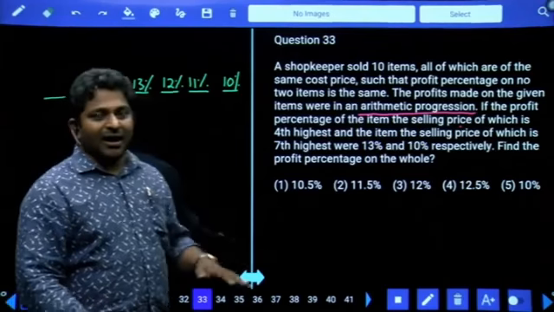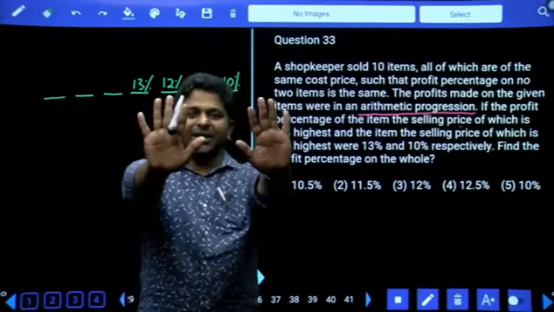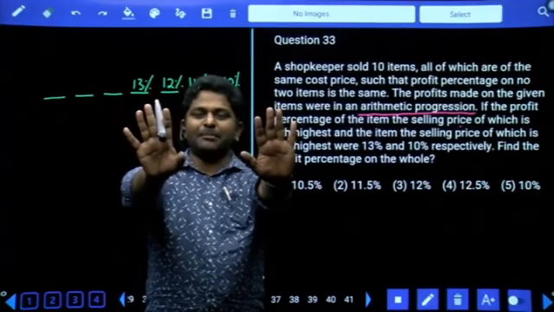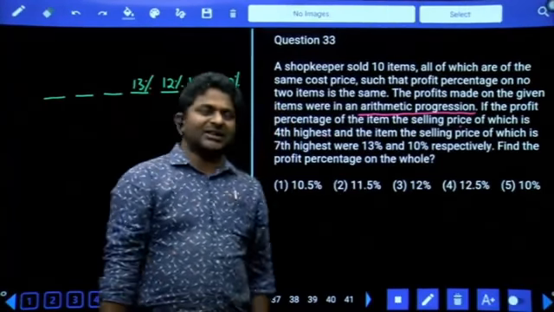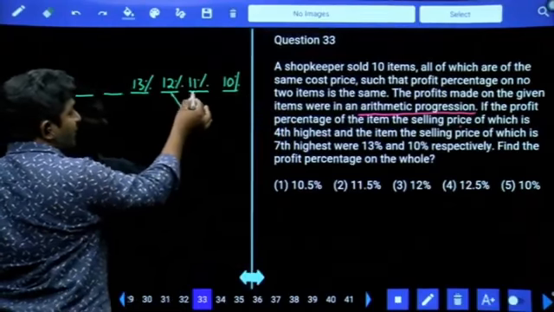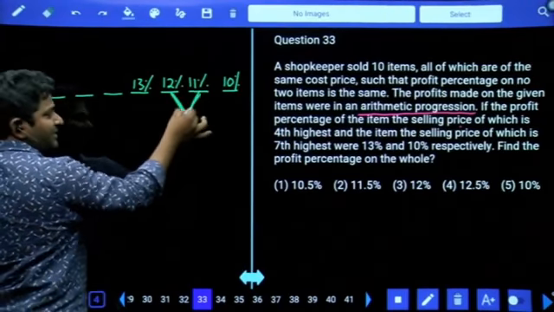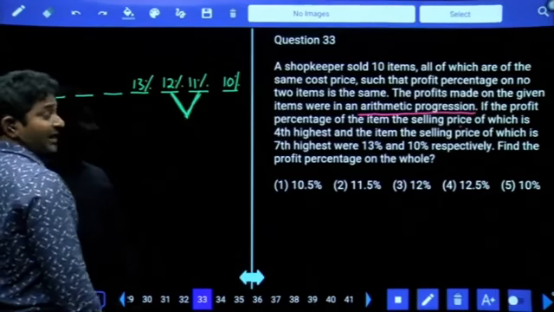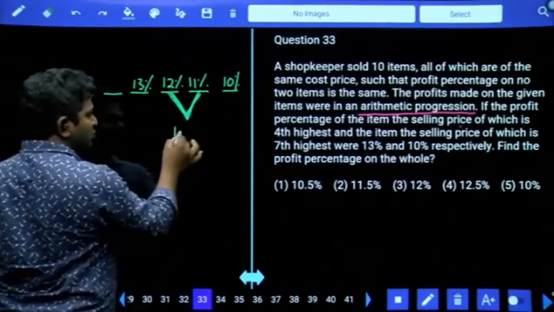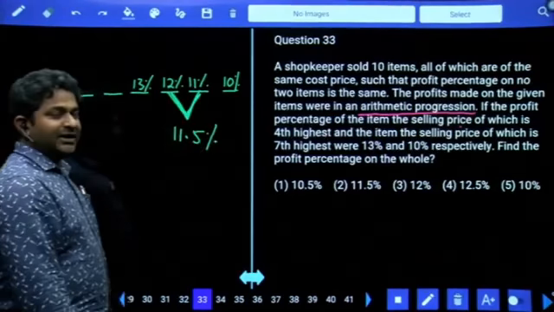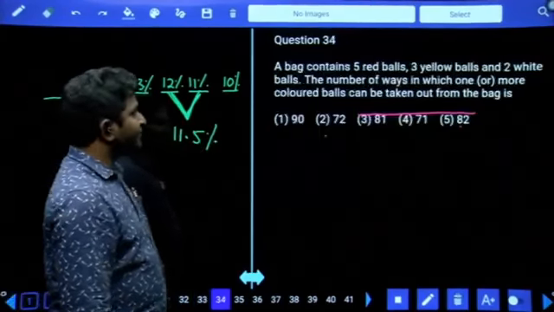See, if numbers are in arithmetic progression, and if there are 10 numbers, the average is the middle number. Middle number in the sense, the number in between the 5th number and 6th number. The 5th number is 12% profit. The 6th number is 11% profit. Between these two, there will be 11.5%. 11.5%, second option is our answer.